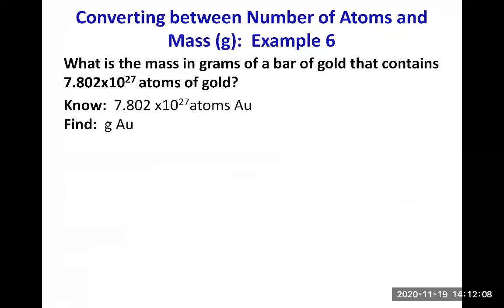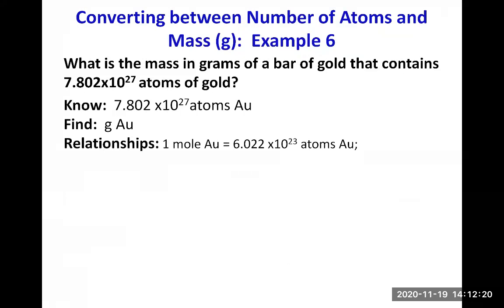So again, there is no direct relationship between atoms and grams, and we will have to go through moles. From atoms, we can calculate the number of moles using the definition of the mole. And then from moles, we can get grams of gold if we look at the molar mass. If you look at your periodic table, you will find that 1 mole of gold has a mass of 196.97 grams. That's the molar mass for gold.